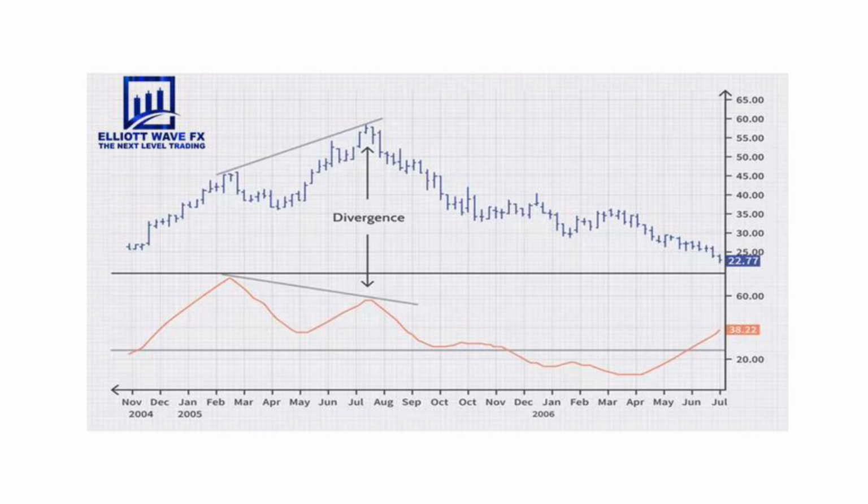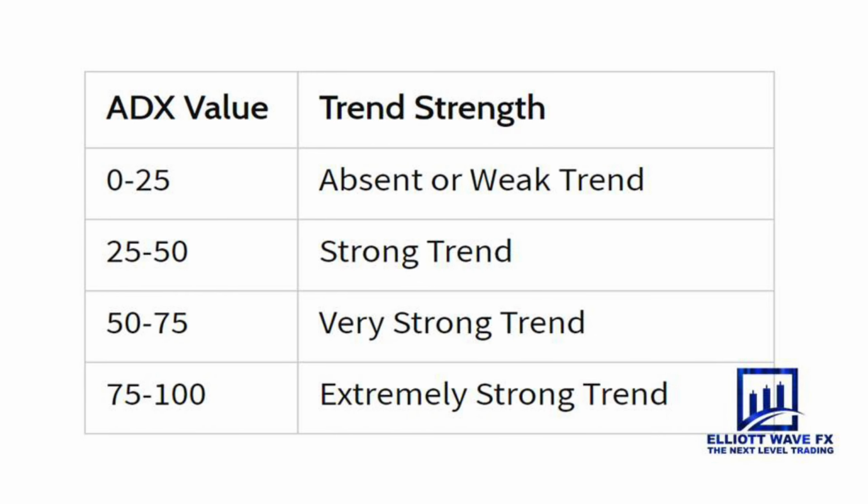Step 2. Calculate the true range. The true range is used to normalize directional movements. It takes into account price gaps and daily volatility. The true range is the largest of the following values for a given period.